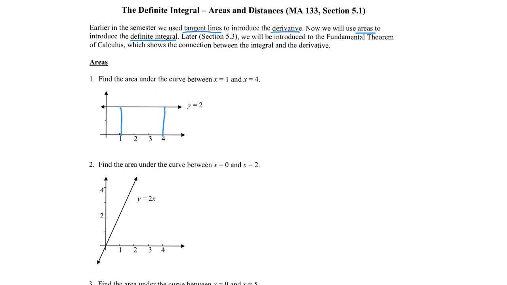Well, I mean, we could break this up into pieces, and it makes it really easy to see. The area is going to be 6. Or we could use this formula from geometry, length times width. The length is 3 units, the width is 2 units, and we get 2 times 3 equals 6 square units. So pretty easy, no calculus needed for that one.